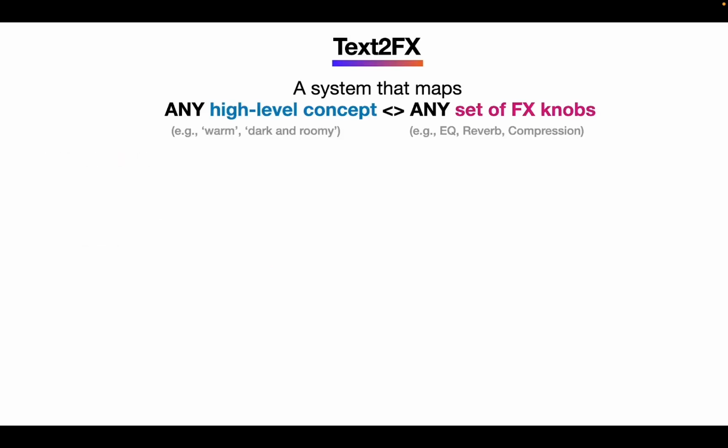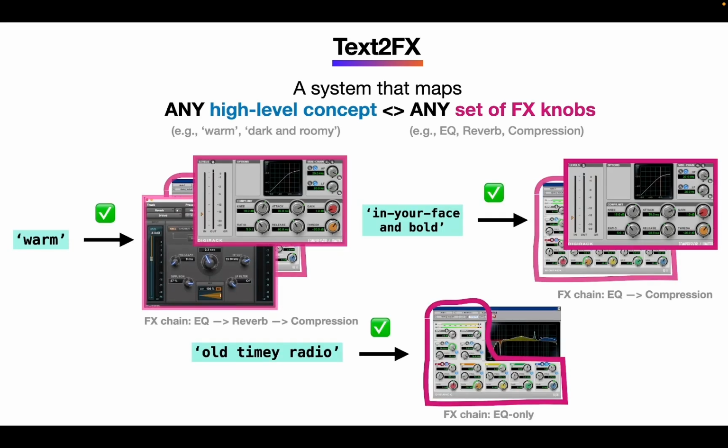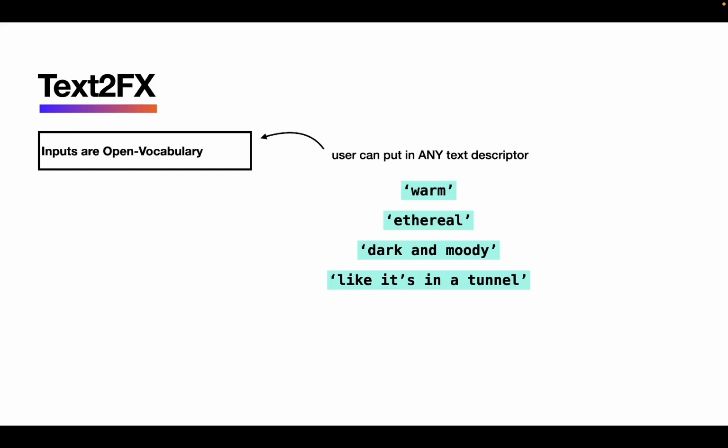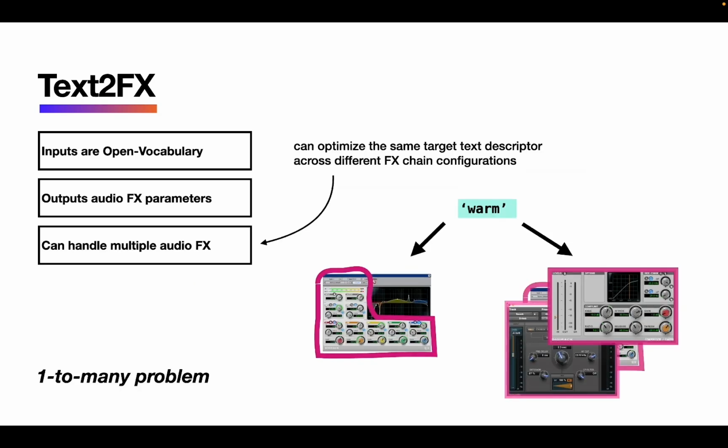Introducing our solution, Text2FX, a method that leverages a pre-trained text audio embedder to control standard audio effects with descriptions of the desired outcome, like make it warm, in your face and bold, or old-timey radio. Text2FX has an open vocabulary and handles arbitrary English phrases without retraining. Text2FX sets the controls of the effects to make the described change to the sound. Since Text2FX uses standard audio effects, the users can then tweak the effect settings using the traditional interface. Any audio effect with a differentiable implementation can be added, all without training.